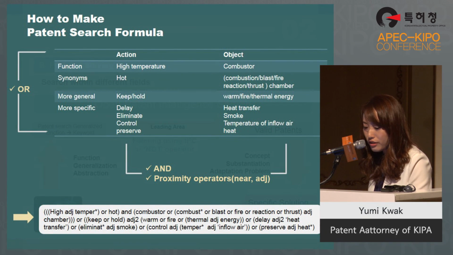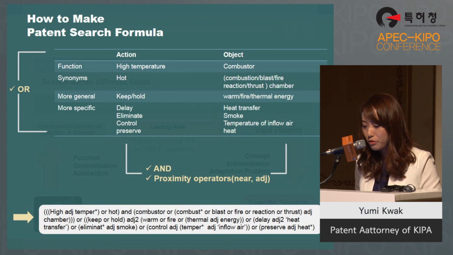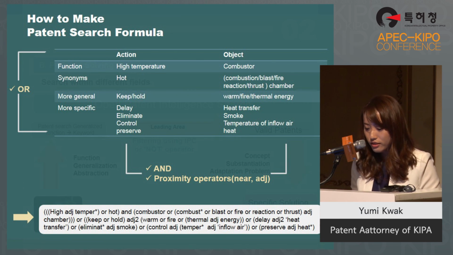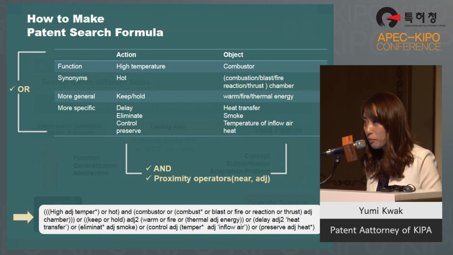After that, write down the synonyms for each. You can also put in specific functioning, such as high temperature combustion. As you can see, the action and object are connected using the AND operator, and synonyms and specified keywords should be connected using the OR operator. If you use NEAR or ADJ, which is the adjacent operator, instead of AND, you can obtain more accurate results.